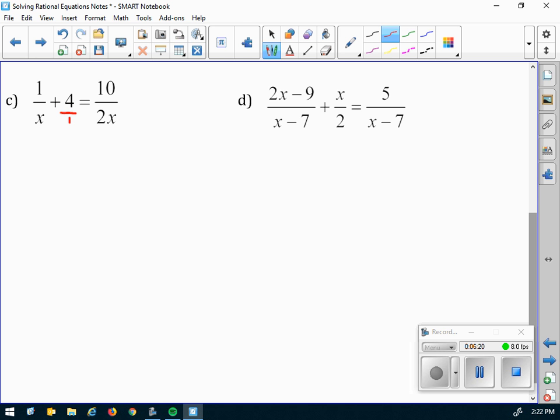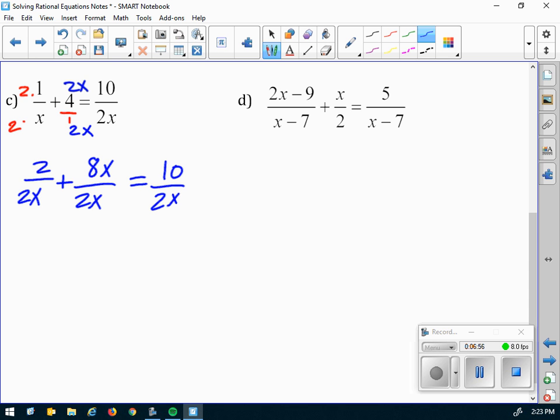First fraction. What do I need to do to it? Anything? Multiply by 2. Second fraction, 4 over 1. I need to multiply that by 2x. And the third one, leave it alone because it's already got a 2x in the denominator. So let's see what I've got. I've got 2 over 2x plus 8x over 2x equals 10 over 2x.